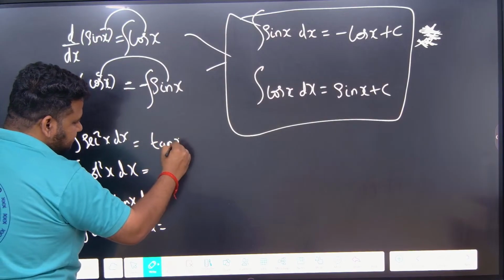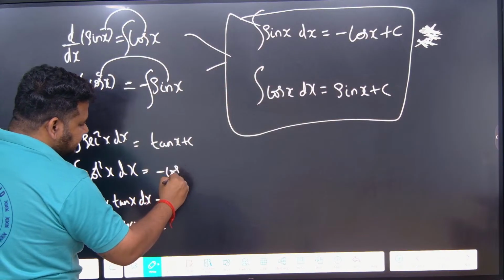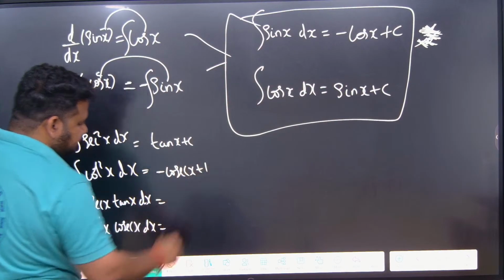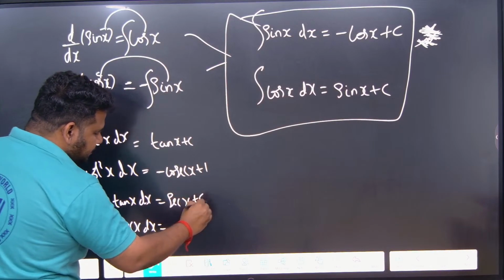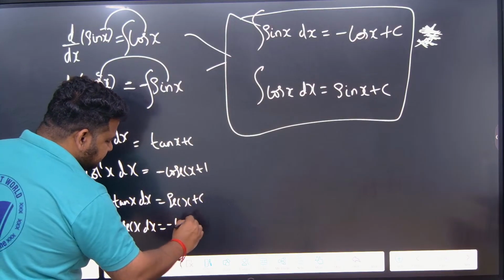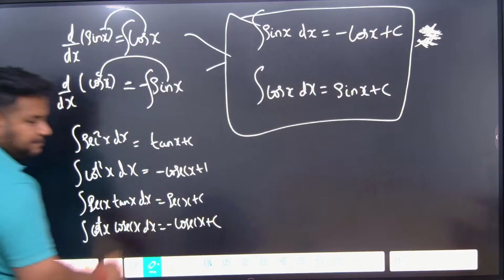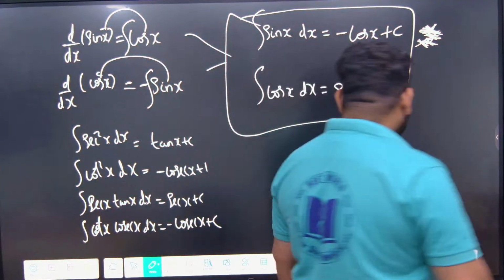You have to remember this. Integral of cosecant square x is minus cot x plus c. Integral of secant x tan x is just secant x plus c. Integral of cot x cosecant x is minus cosecant x plus c. So when cot and cosecant come, it will come with a minus. These are the very important results which you have to remember.